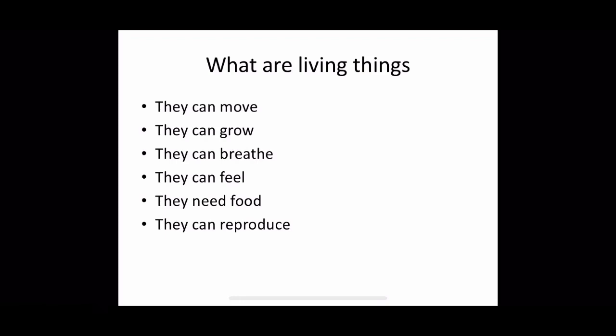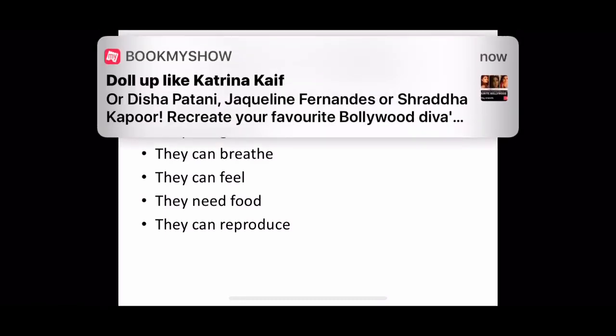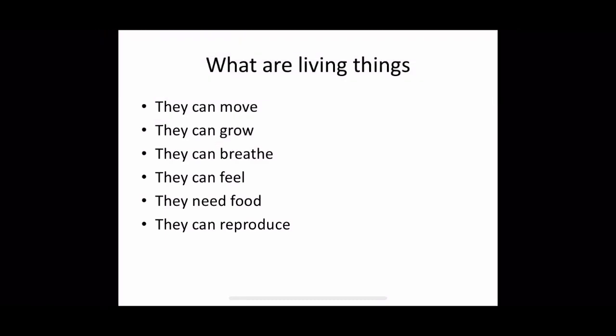Next, living things need food. We feel hungry if we skip a meal. So, this is the way our body tells us that it needs food. Living things need food to live and grow. We obtain our food from plants and animals. Animals eat plants or other animals. Green plants make their own food using air, water and sunlight.